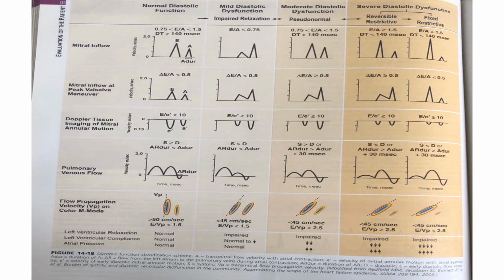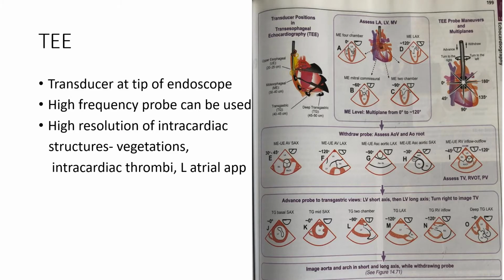This is a table depicting the different forms of measurements using Doppler. We can study the mitral inflow velocity. We can study the inflow during Valsalva maneuvers and Doppler tissue imaging of mitral annular motion and even the pulmonary venous flow. All of these can be studied to see the normal diastolic function or as it progresses towards a more severe diastolic dysfunction. Transesophageal echocardiography, as mentioned before, the transducer is at the tip of the endoscope, which is passed from the esophagus to view the various parts of the heart in higher resolution. And this is possible by using a high frequency probe.